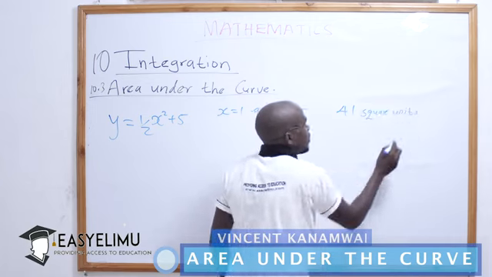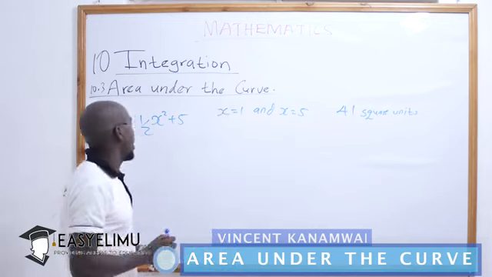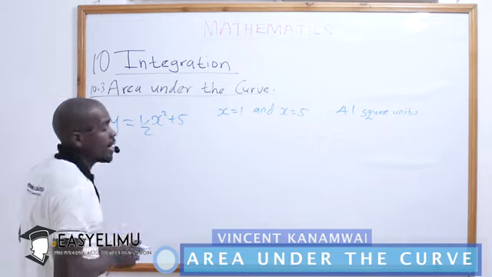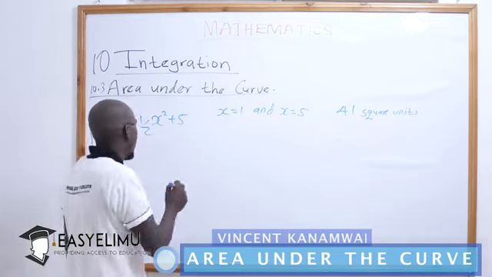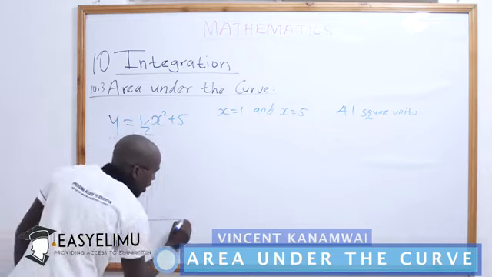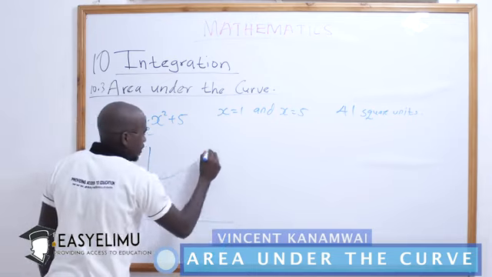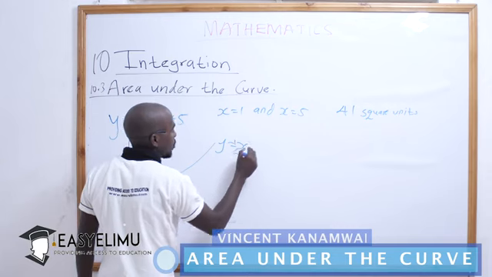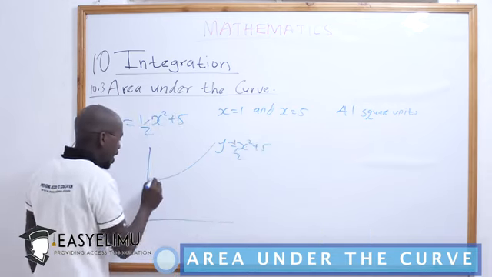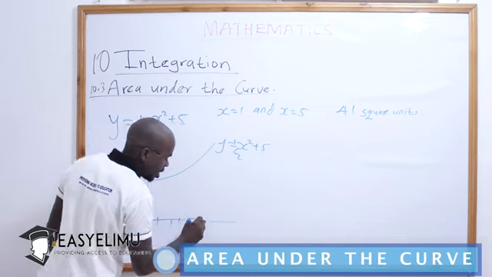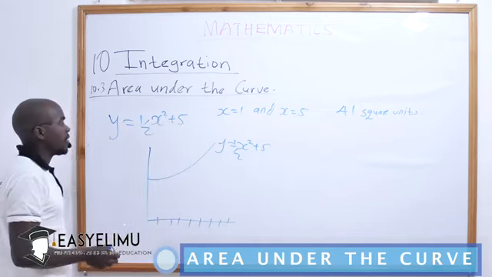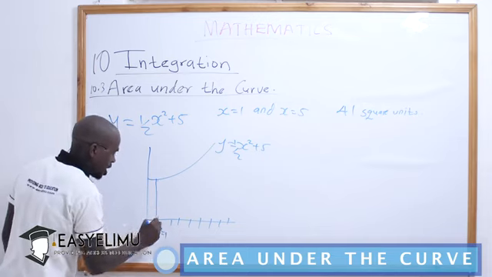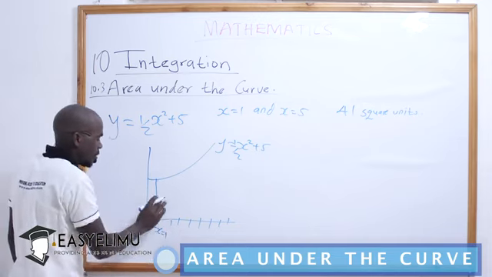Now we shall use this method of integration to find the area under a curve. If this is my Cartesian plane, you have been instructed to find, this is the curve y equals a half x squared plus 5. Then the area under the curve, you have to find it under the given intervals. For example, here our interval starts at x equals 1, so meaning we shall start our area from that section.